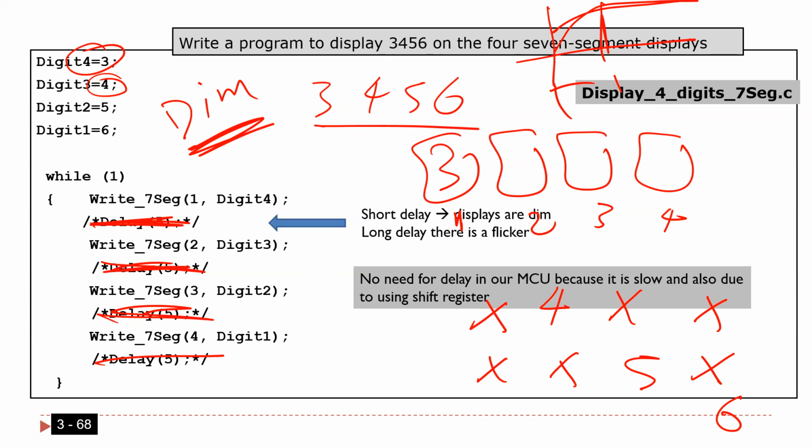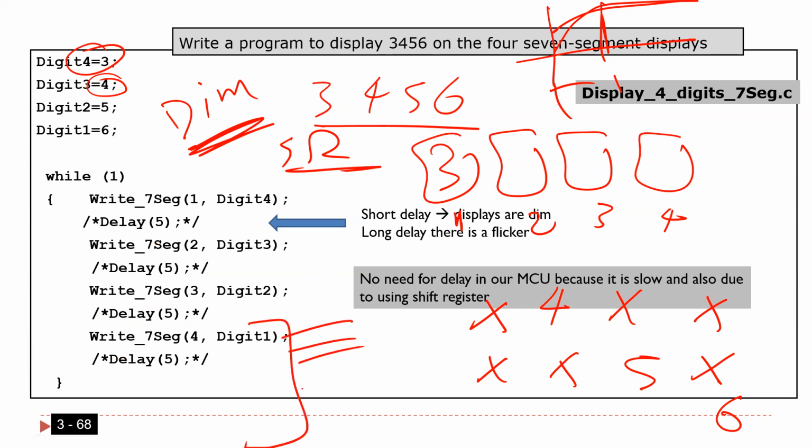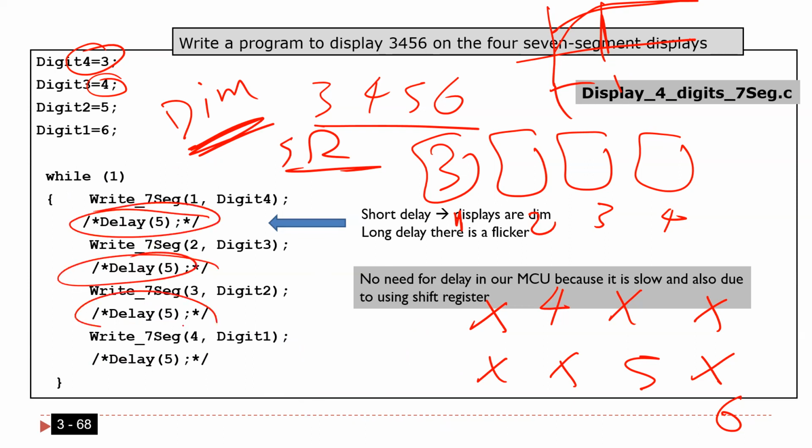I didn't need to do that here, because it's already slow, since I'm using a shift register. When I tried it, I put some delay, it was okay. When I removed the delay, it was okay. But I'm quite sure that if you connected them directly without the shift register, you will see they are going to be dim. So usually you need a delay here. And this is the trick, as I told you last time.